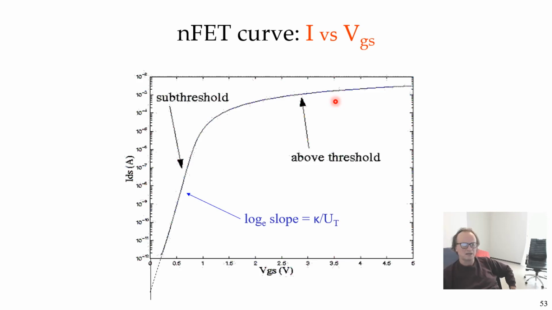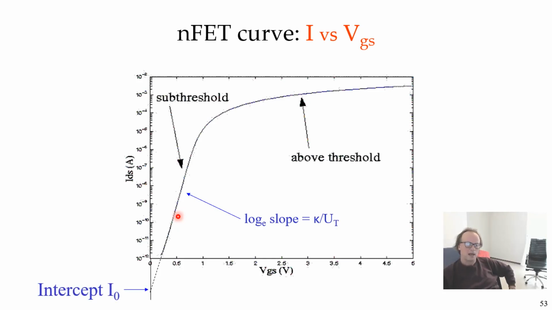Okay, so the log base e slope of this curve is just kappa over Ut, right? This axis is voltage, so it's in the bottom here. And the kappa is determining this log base e slope. So if you take the natural log, the numerical slope would be kappa over Ut, or some 1 over voltage.